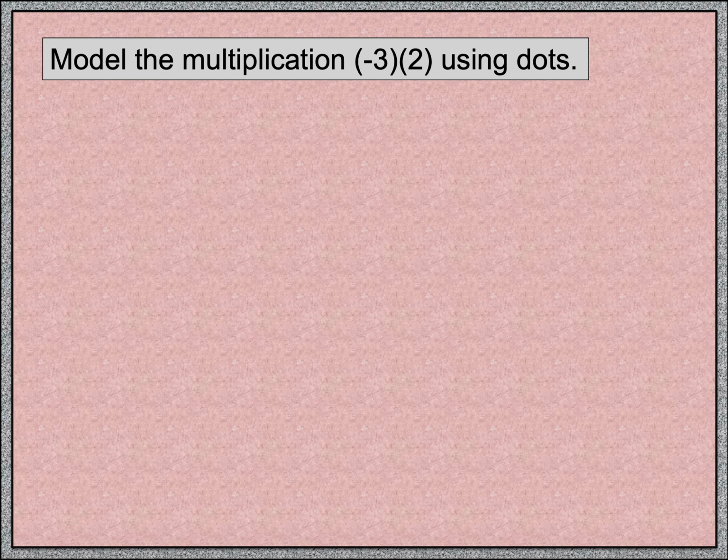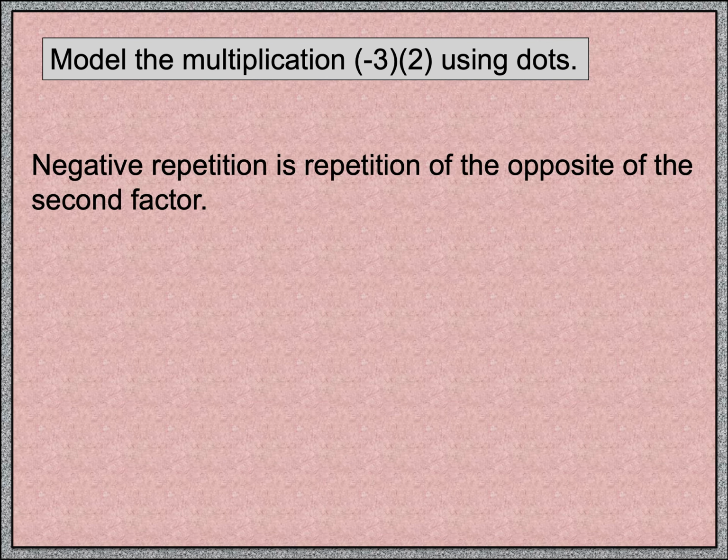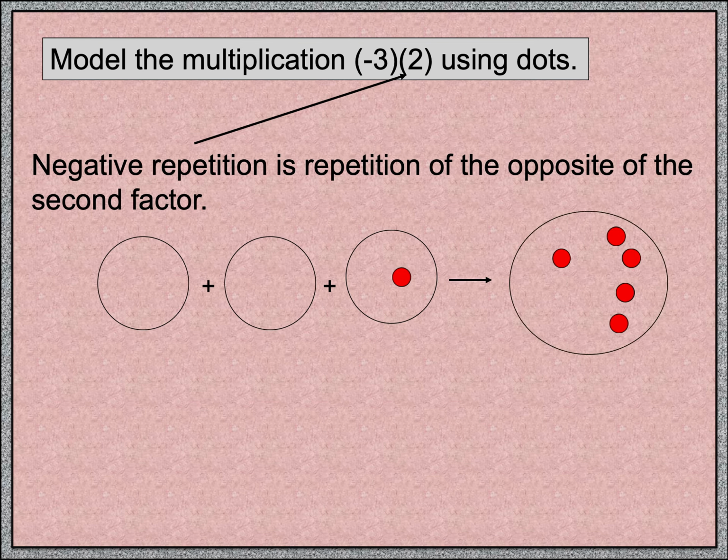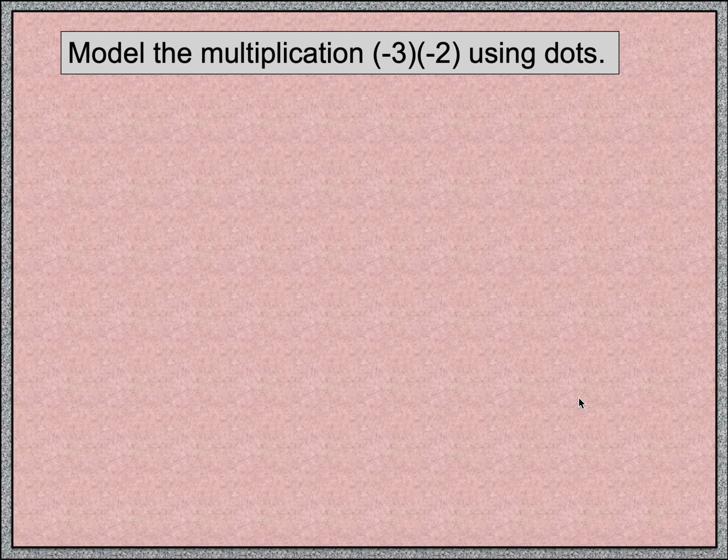Model the multiplication negative 3 times 2 using dots. Negative repetition is repetition of the opposite of the second factor. So the first factor is negative, so we will use the opposite of the second factor, which is negative. So negative 2 plus negative 2 plus negative 2, so we have negative 6. Negative 3 times 2 is negative 6.